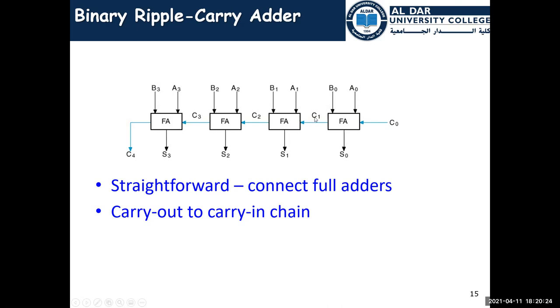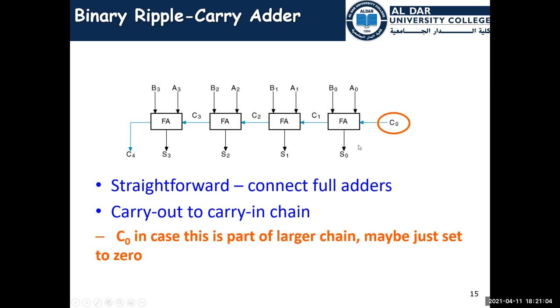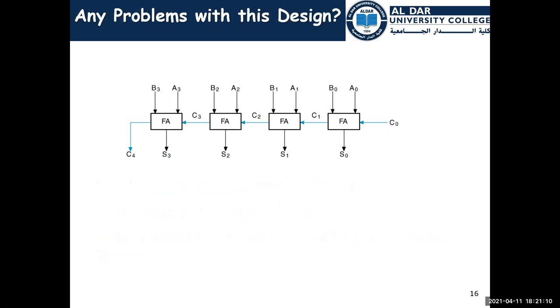After adding C1, A1 and B1 together, we have the sum, and the carry is passed to the next full adder. So we add C2, A2, B2, and we have a result of S2 and the carry C3. C3 is passed to the final stage, the last full adder of the ripple adder, which adds C3, A3 and B3 with a result of S3 and the carry C4. This is how the binary ripple carry adder works. We just set C0 to zero, because we don't have a carry into the ripple adder.